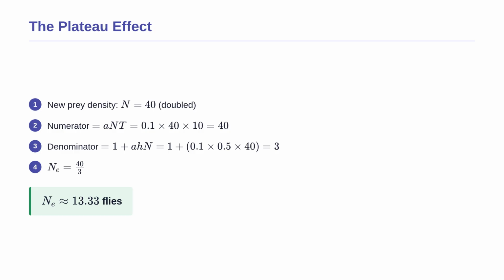Multiplying 0.1 by 0.5 by 40, then adding 1 gives 3. We divide our new numerator of 40 by our new denominator of 3. The final answer is approximately 13.33 flies. Even though the prey doubled, consumption only increased slightly. The spider is hitting its physical limit.